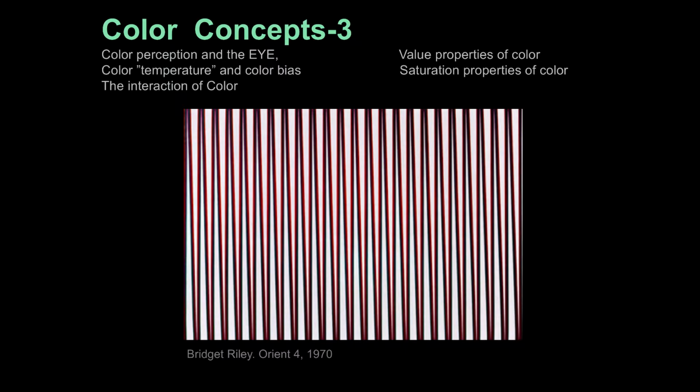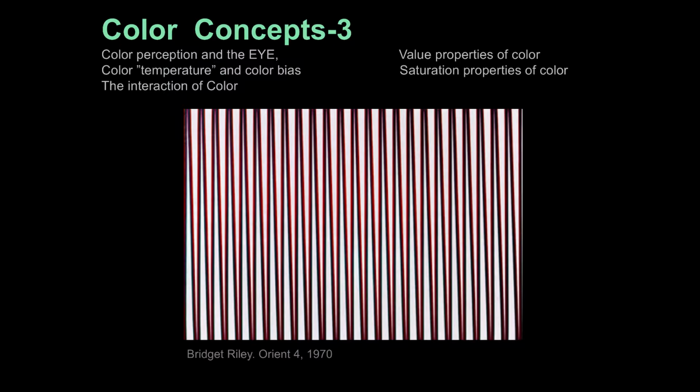Okay, Mr. Phobes here. This is Color Concepts, mini lesson number 3 on color. We're going to cover color perception in the eye, value properties of color, saturation properties of color, the concept of color temperature and color bias, and then the interaction of color.